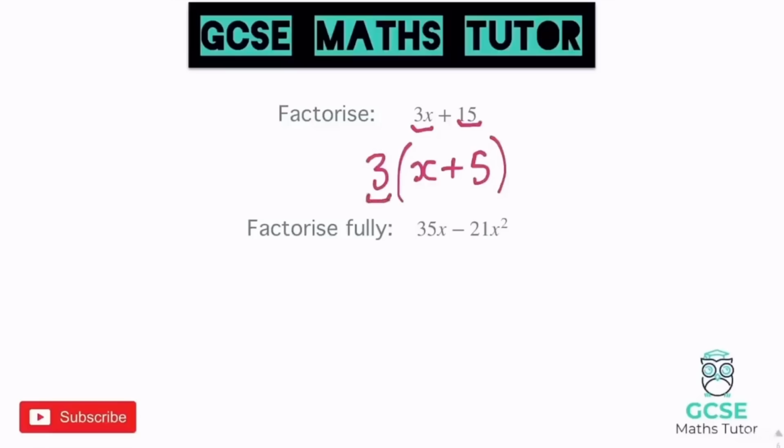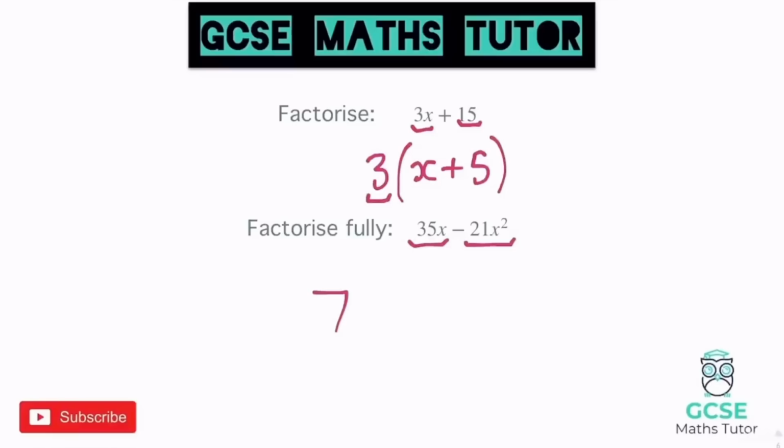So in that one above there was just a 3 that came out. So here we're going to have 2 things. And let's have a look at both these pieces. So we've got 35x and 21x squared. So they both have an x in, so there's definitely going to be an x coming out. Just need to think with 35 and 21, what's the biggest number that goes into both of those? That is 7. So the highest common factor of those two numbers is 7.